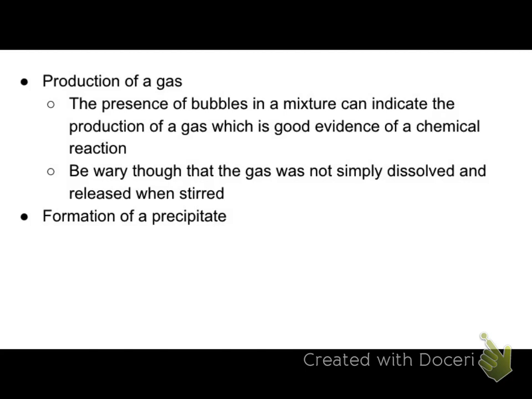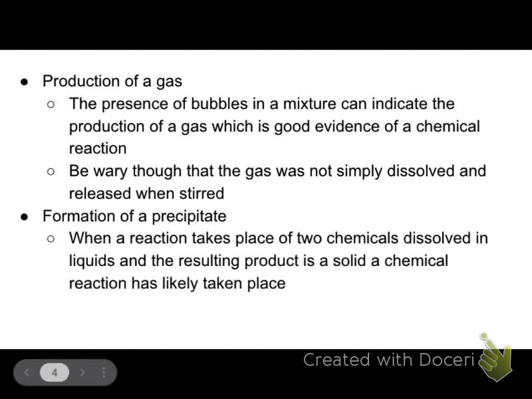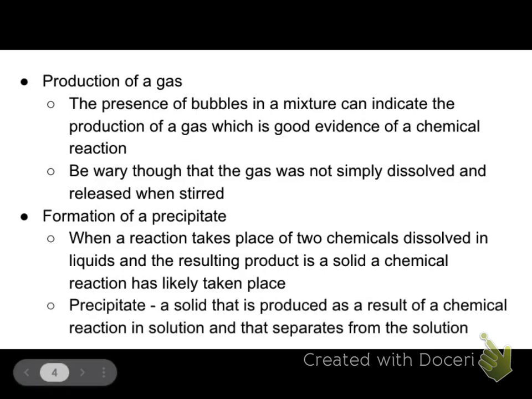And the last one would be formation of a precipitate. Okay? When a reaction takes place where two chemicals are dissolved in liquids, and then you mix those two liquids and the resulting product is a solid, then a chemical reaction has likely taken place. And we call that solid that's produced during that reaction a precipitate. So when you dropped the drops of cobalt chloride into the lime water, a blue solid formed. You could tell that it was a solid because it stayed clumped together. It didn't dissolve into the liquid, right? They stayed in little clumpy bits.